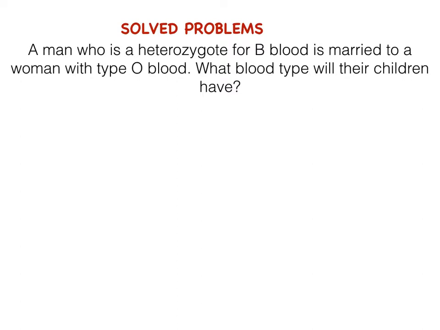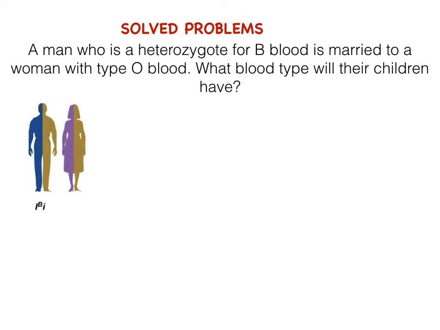When you get a problem like this, you have to analyze step by step. You have to do a step-by-step dissection of this problem and understand what's going on. Here's the man and the woman. We know the man is heterozygote for the B blood type, so he's not homozygous IB IB, and neither can he have IA, because they are codominant alleles. If you have IB with IA, you will have AB blood type, but the man has B blood type and is heterozygote.